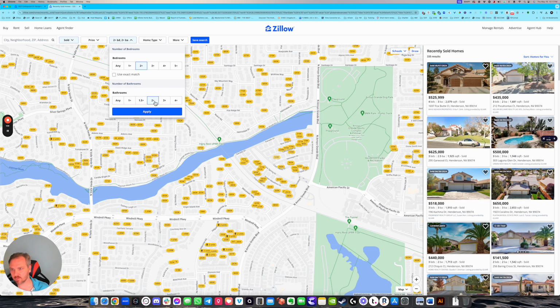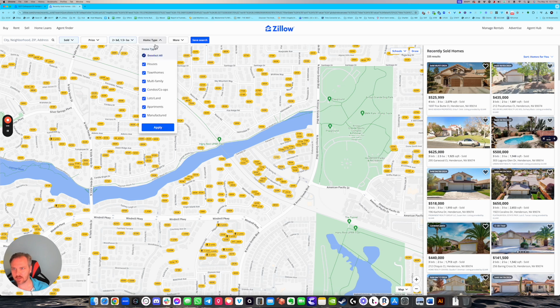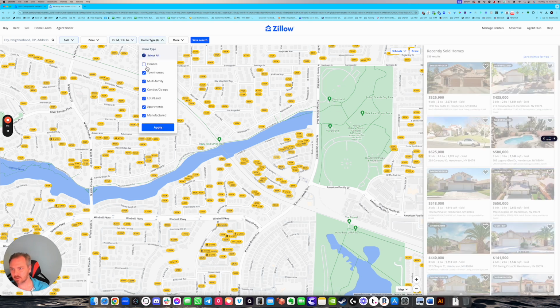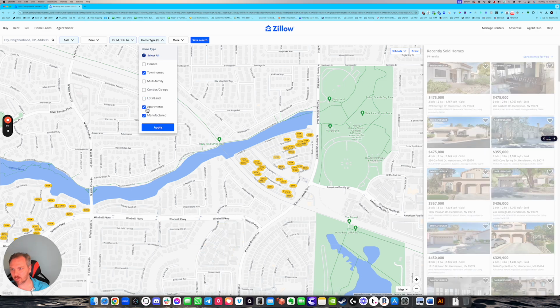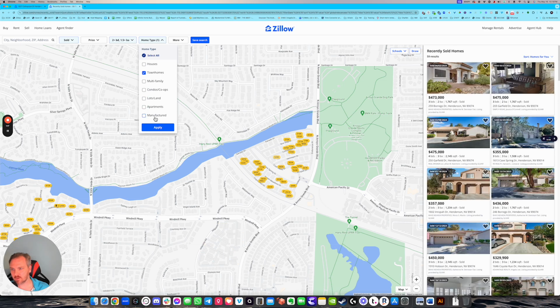Same thing on the bathrooms, right? So we have 2.5 baths, so I do 1.5. Maybe I'll just do 1.5 here, plus to maybe 3.5, right? So we go ahead and apply that. The next thing is you're going to drill down to the type of home that this actually is, right? So we know that this is a townhouse. That's the only kind of house that we care about.